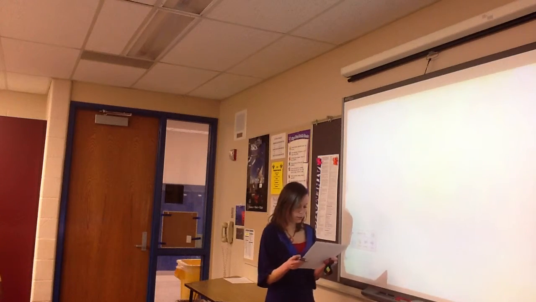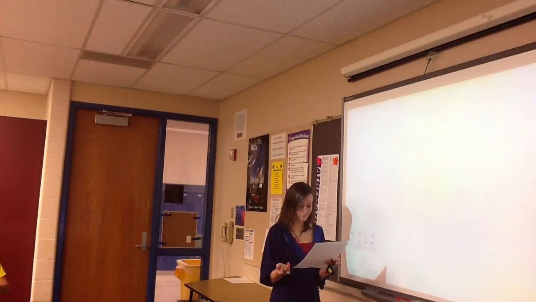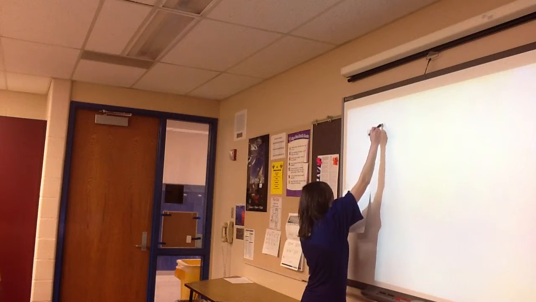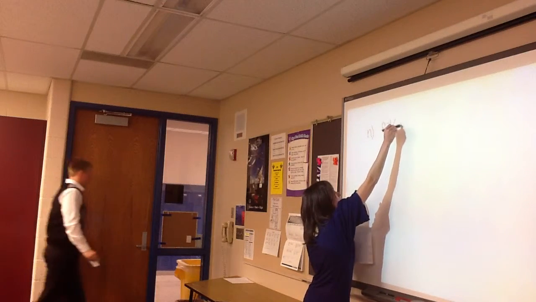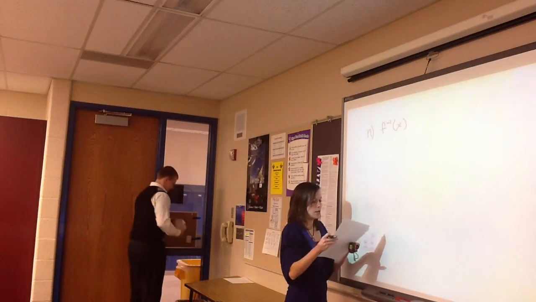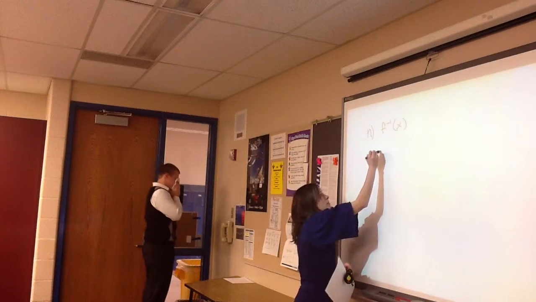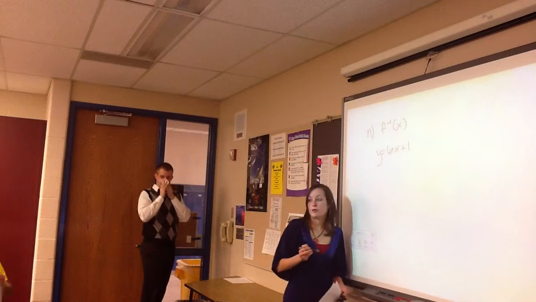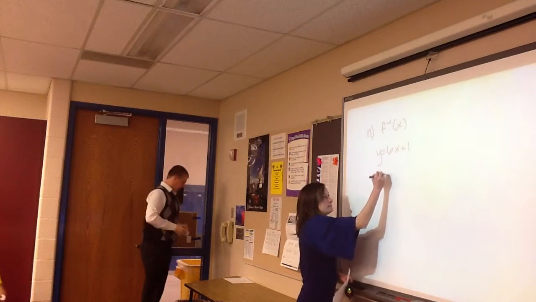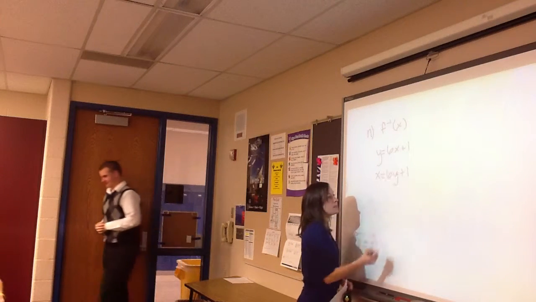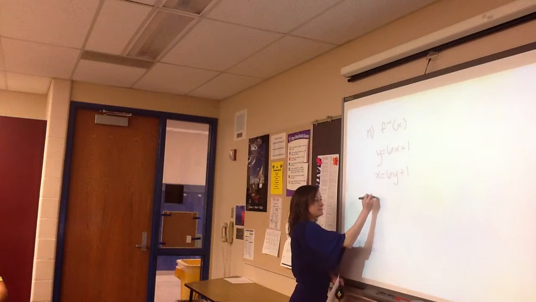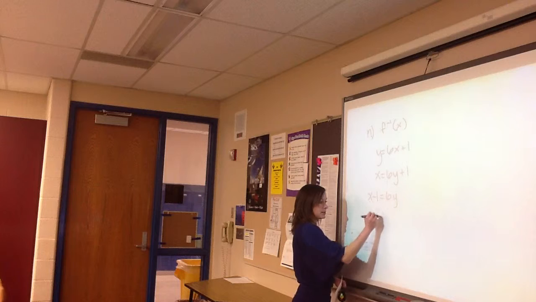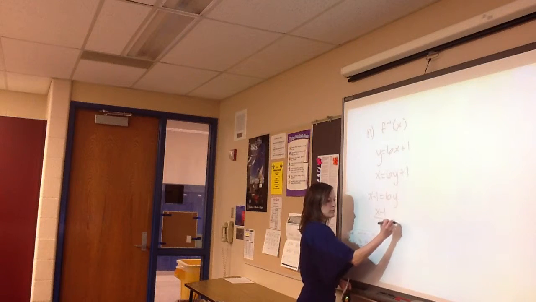All right. So letter N. Is that okay? It wants the inverse of f. So the original equation for f is 6x plus 1. So our first step is to switch x and y. Solve for y. Divide by 6. Denote your inverse.